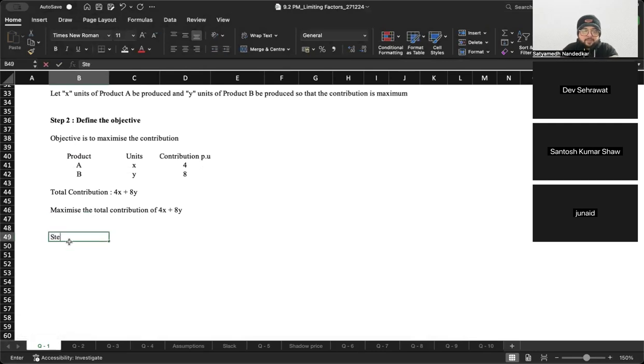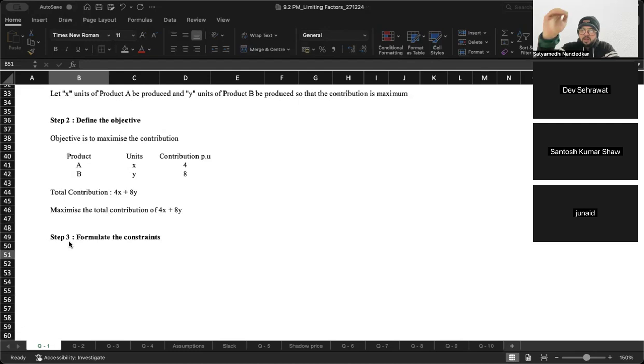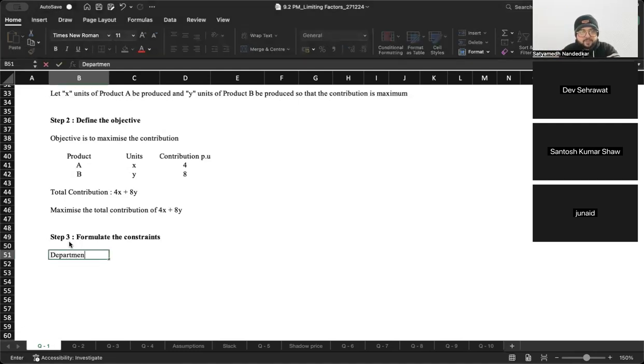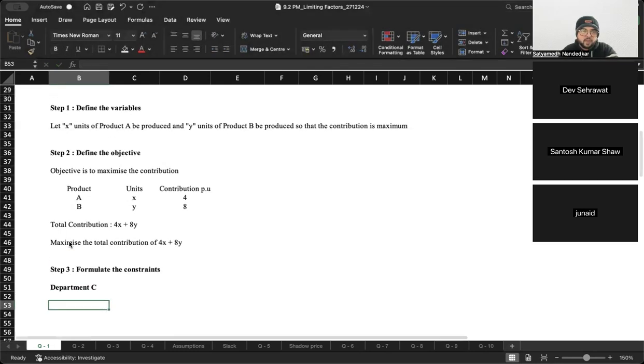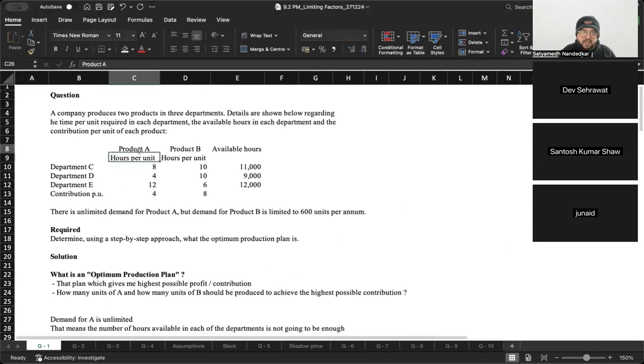Now step 3 is basically to formulate the constraints. Now in this question, I'm going to do it धीरे धीरे, step by step, so that you understand how the constraints have to be framed. Let's go department wise. Let's talk of department C. When one unit of product A goes through department C, it takes 8 hours. And when one unit of product B goes through department C, it takes 10 hours.